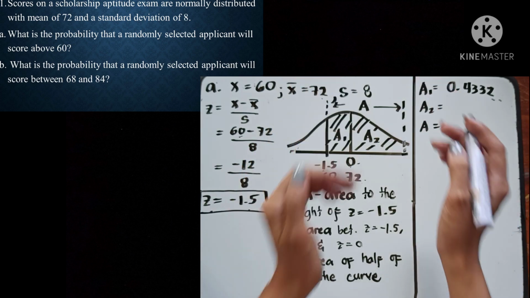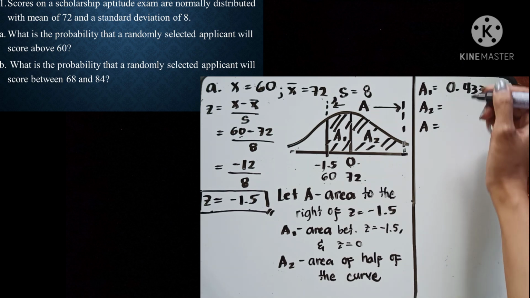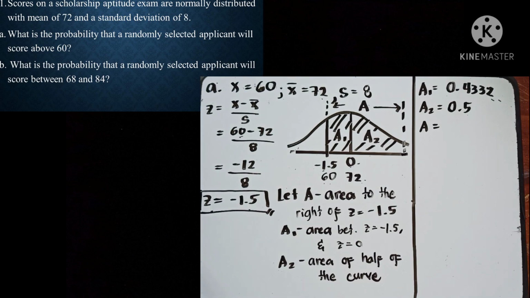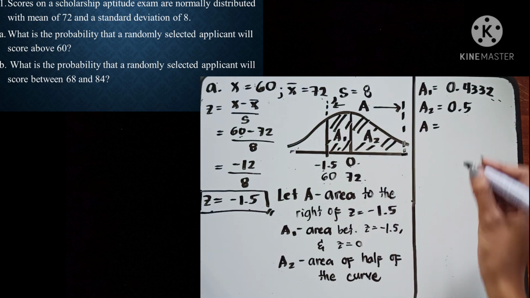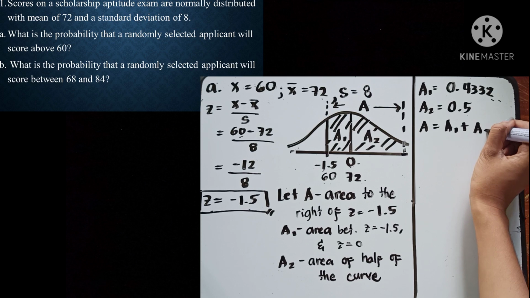How about our A sub 2? Okay? So, A sub 2 natin, area of half of the curve. So, again, kapag meron tayong half of the curve, automatic yung area nun is 0.5. Kalahati ng curve. Okay? That is 0.5. So, now, A. Paano natin makukuha yung value ng A? So, yung A natin is pinagsamang A sub 1 at A sub 2. Ibig sabihin, that is A sub 1 plus A sub 2.